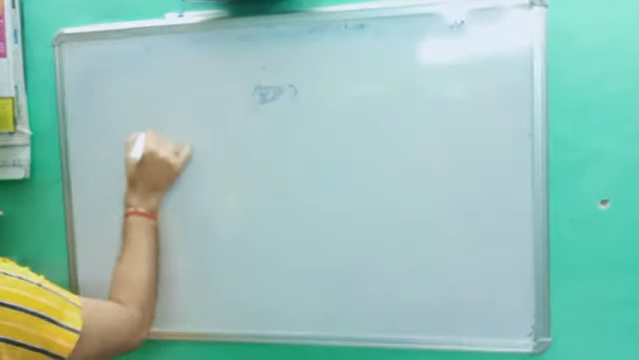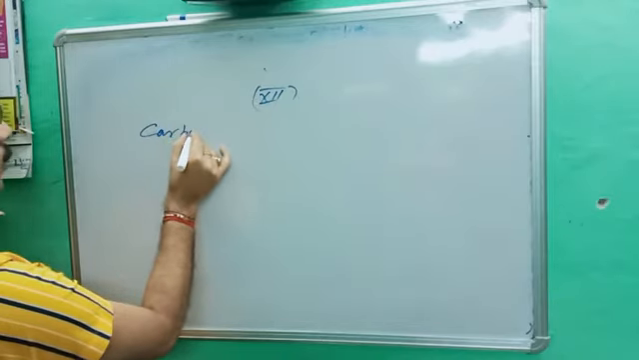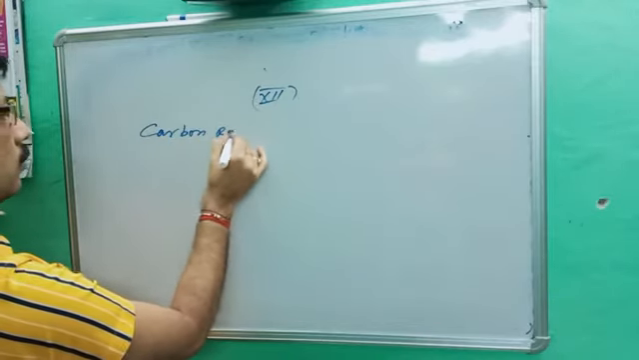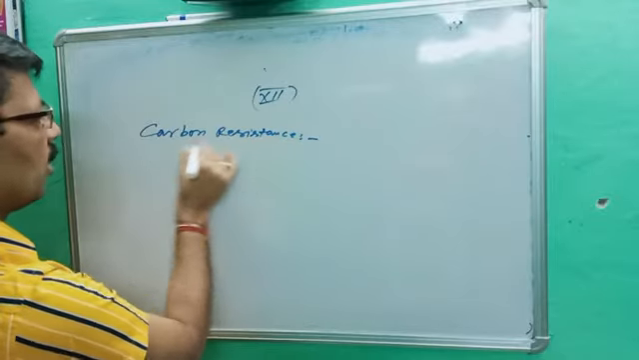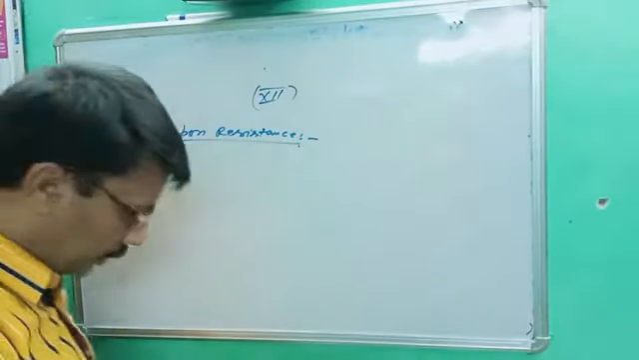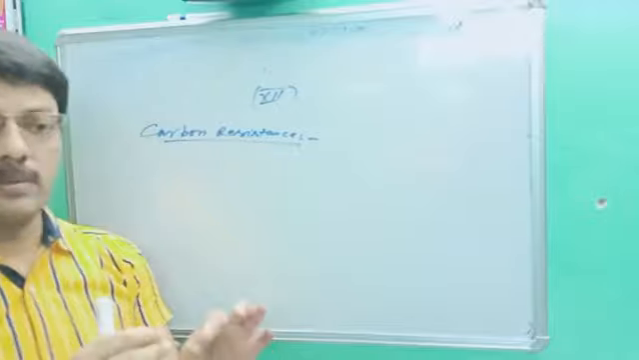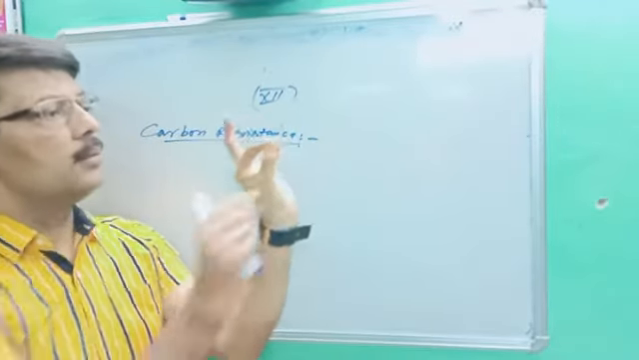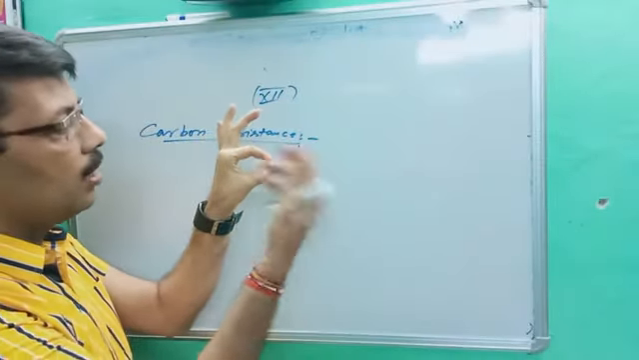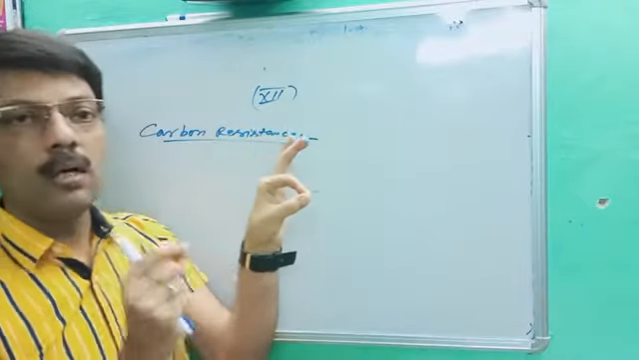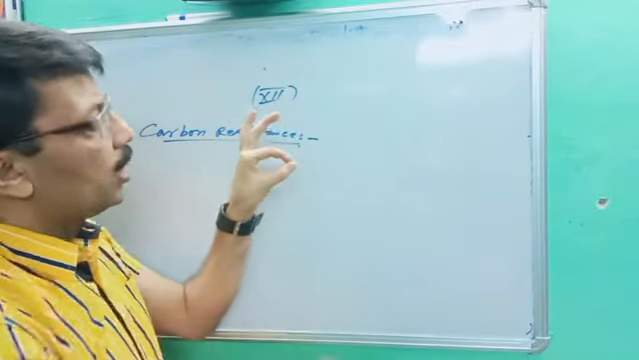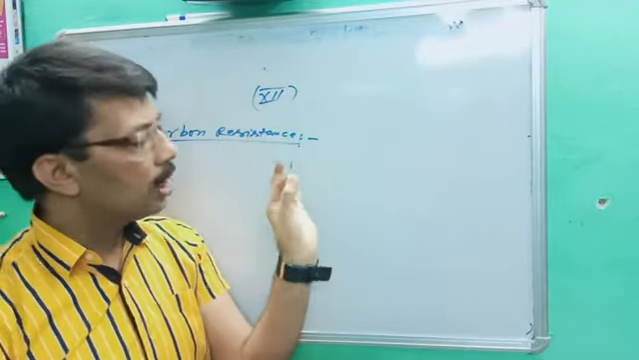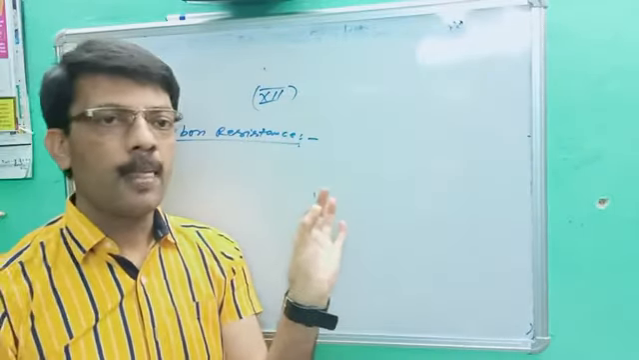Carbon resistance. So see there, today I am showing you this carbon resistance. It has different colors of lines, but the last line will be golden, silver, or no color. This is also called a color code resistance, which is normally used in electronic circuits.